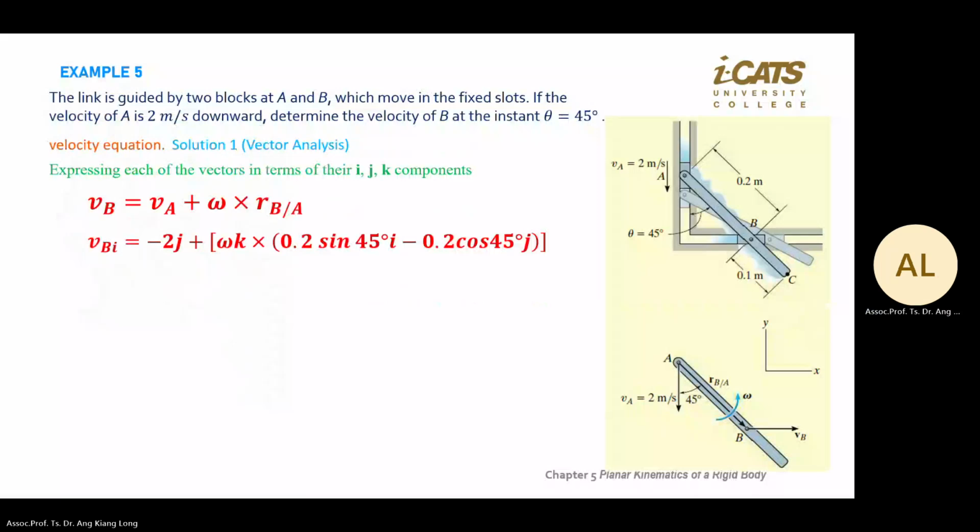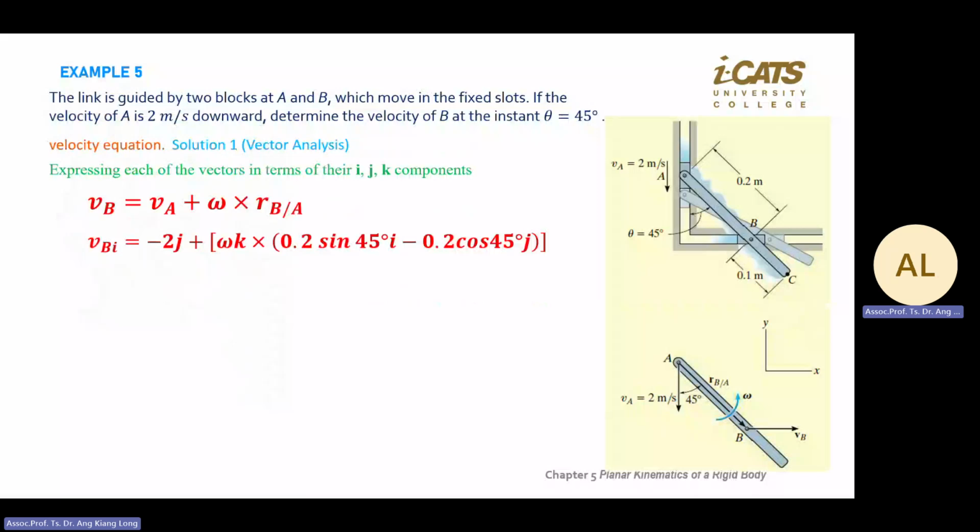You can break this vector into this vector and this vector. So this vector, you have 45 degrees here, and you have your resultant. To find the x, you should use cos. To find the y, you should use sine.